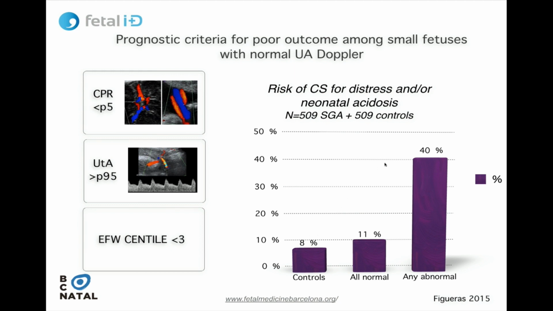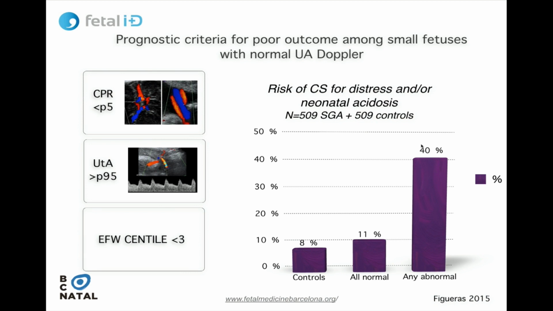And then we classified the small fetuses into those with normal parameters, CPR, uterine artery, centile above 3, and the risk of adverse outcome was very similar. So when you take any of these abnormal, then the risk was 40%. So you see that by using the combination of these three parameters, and of course this is not fixed in time, I will discuss that.